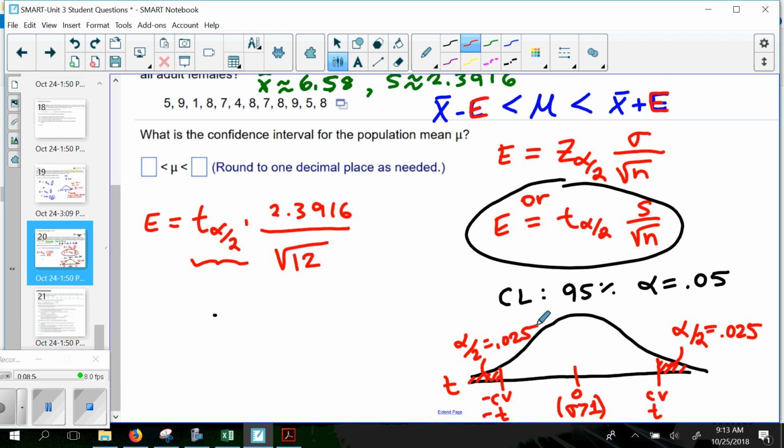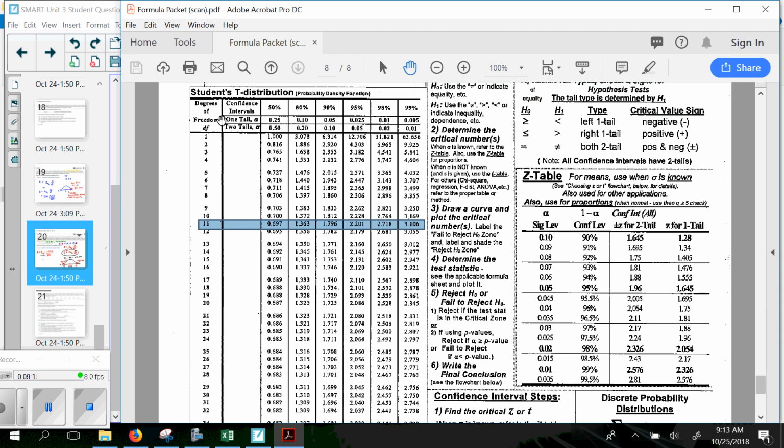Okay, so we're going to look in the column in the t-table that has a 95% confidence level, which says that each individual tail should have an area of 0.025, and the total area in both tails should be 0.05. So let's look at the table again. Here you see where it says 95%, area in one tail is 0.025, and the area in two tails is 0.05, so that's the total area.